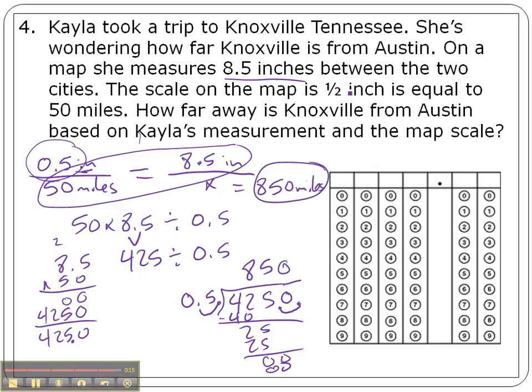And that makes sense because each half mile is 50 miles, and there are 17 half inches in 8.5 inches. So 17 times 50 is 850. And I don't have time to bubble that in. We'll pick up the review with problem 5 on the next video.